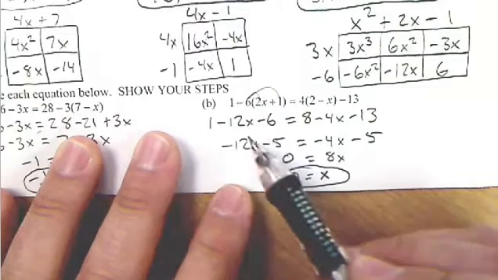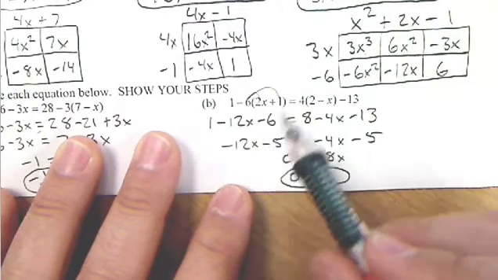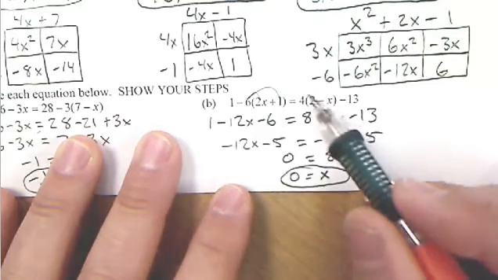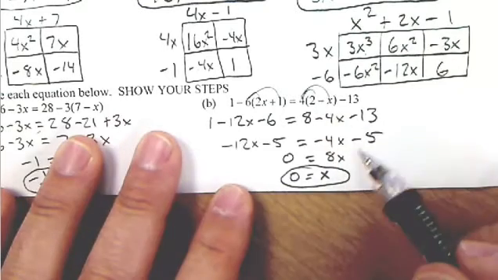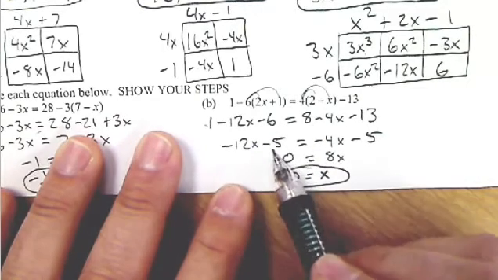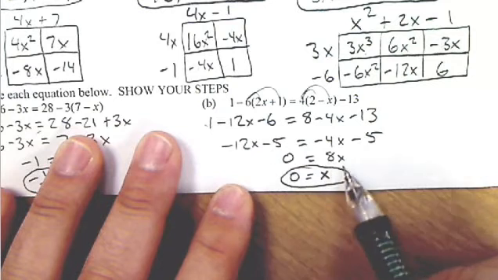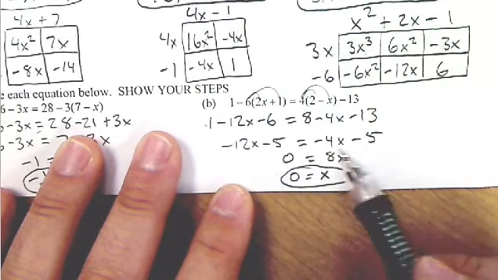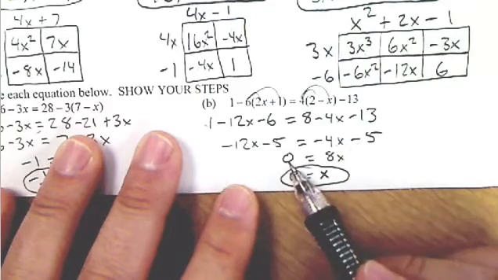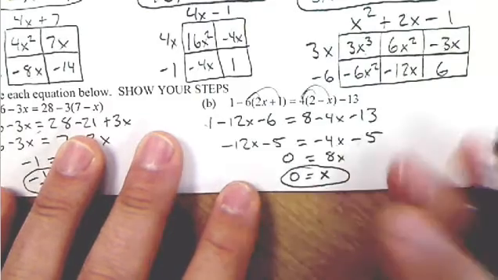Distribute, distribute. Negative 12x minus 6. 8 minus 4x. You got to distribute to each one, multiply by each one. Combine like terms. Combine like terms. Add 12x to both sides. That gets me the 8x. Subtract 5 from both sides. That gives me 0. So x equals 0.